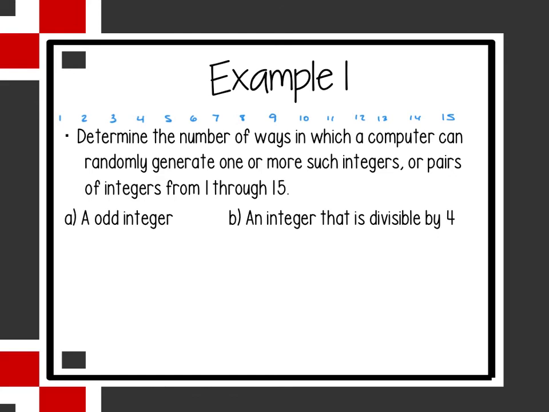So the first one says, determine the number of ways. So we're not looking at probability yet, just the number of the sample space. Determine the number of ways in which a computer can generate an odd integer. And it says from 1 through 15, so now we're including those numbers, okay? So how many odd integers are from 1 to 15? There would be 1, 3, 5, 7, 9, 11, 13, and 15. How many are there? 8. Okay, there are 8 ways that a computer can randomly generate an odd integer.